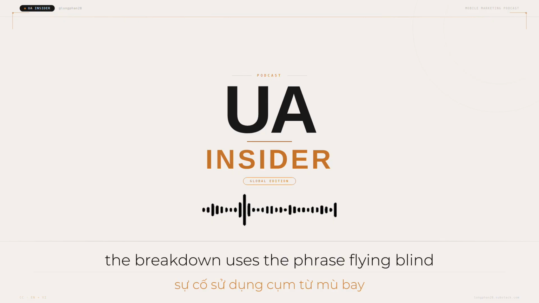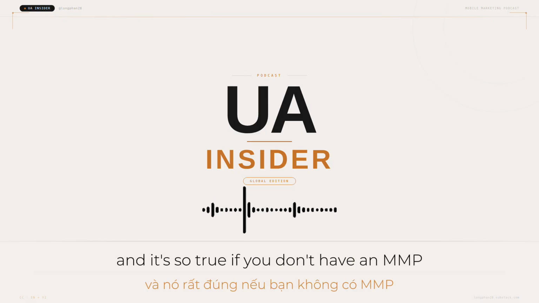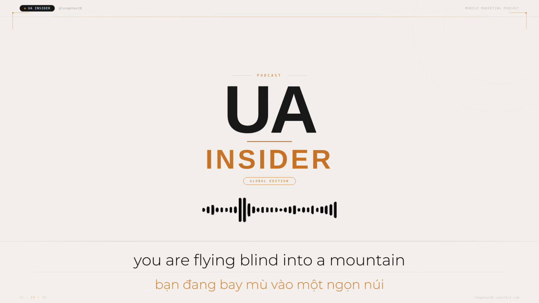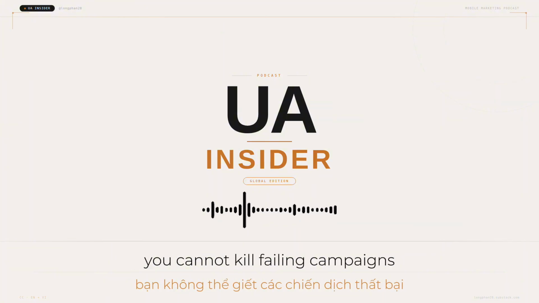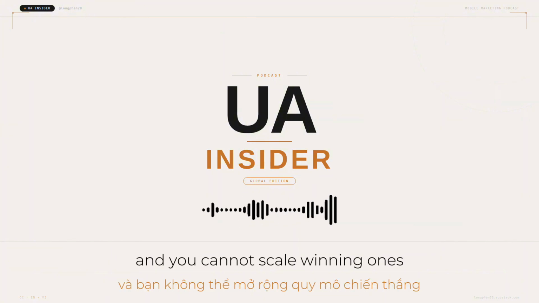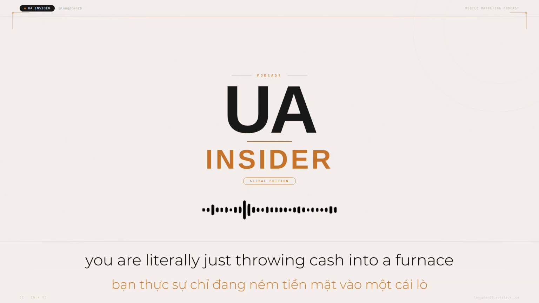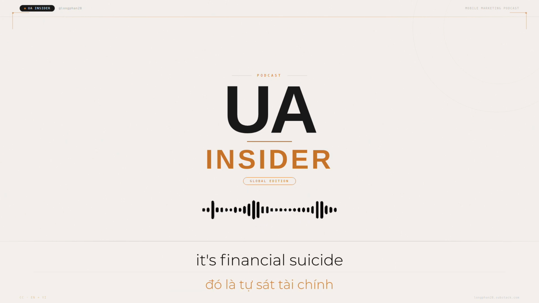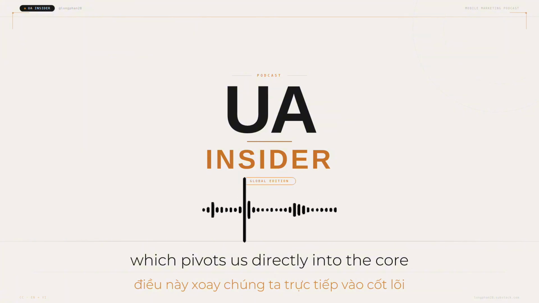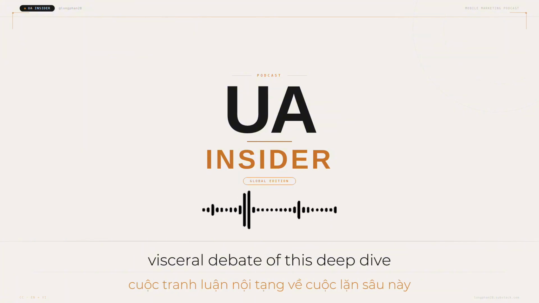The breakdown uses the phrase flying blind. And it's so true. If you don't have an MMP, you are flying blind into a mountain. You're going to crash. You cannot optimize your bids, you cannot kill failing campaigns, and you cannot scale winning ones. You are literally just throwing cash into a furnace and hoping a product comes out. It's financial suicide. Which pivots us directly into the core visceral debate of this deep dive.